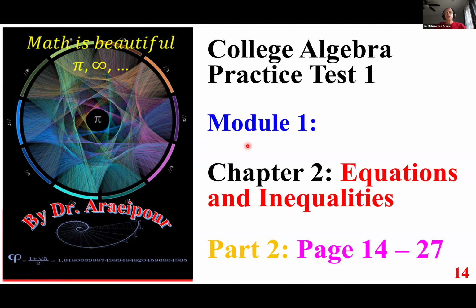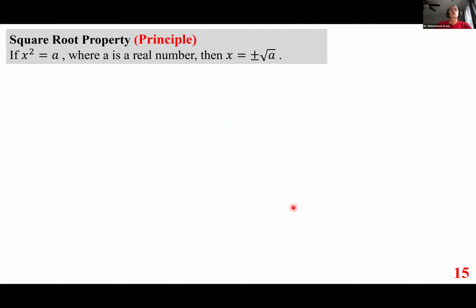Good morning, class. We are looking at practice test 1, module 1, chapter 2, equations and inequalities. Here's the second part. So let's look at the synopsis of how to solve quadratic equations, starting with the square root property. If x squared equals a, where a is a real number, then x is plus or minus the square root of a.